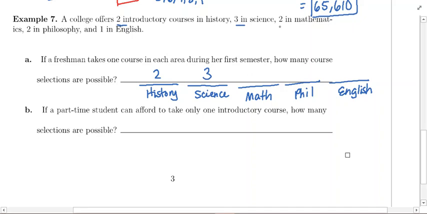Math, there's 2 different math classes to choose from. So put a 2 there. There's also 2 philosophy classes to choose from. So put a 2 there. And then there's just 1 English class. Usually there's a freshman English class that you have to take. So there's only 1 course in English to choose from. So we've got all our options in the blanks. Now we're just going to multiply everything together. 2 times 3 is 6, times 2 is 12, times 2 is 24, times 1 is 24. So there are 24 different course selections possible for this freshman.